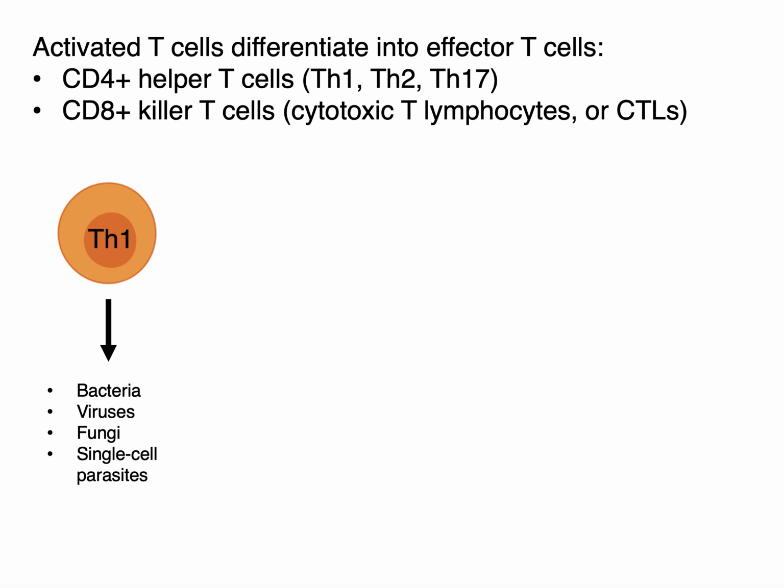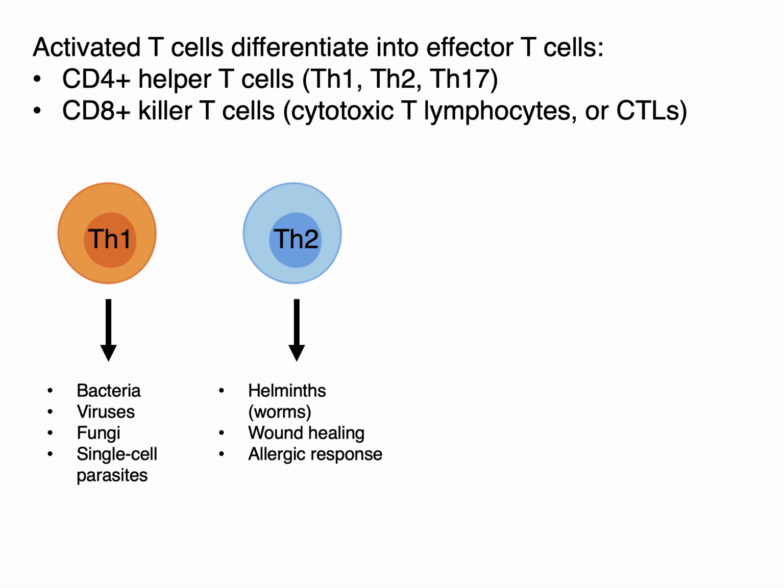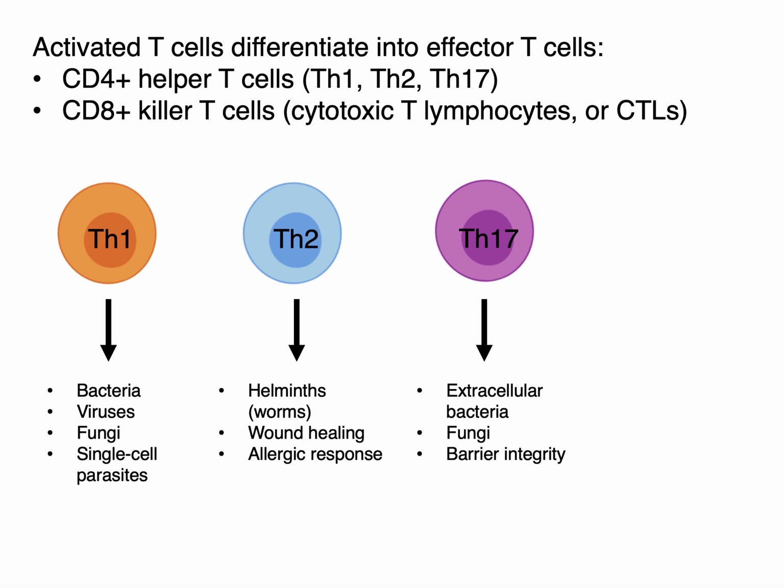So Th1 cells are specific for fighting off a whole variety of pathogens, including bacteria, viruses, fungi, and single-cell parasites. Th2 cells are really important for fighting off helminths, including worms, as well as participating in the wound healing response and in the allergic response. Th17 cells are really important for fighting off extracellular bacteria and fungi, and for maintaining barrier integrity at epithelial barriers.